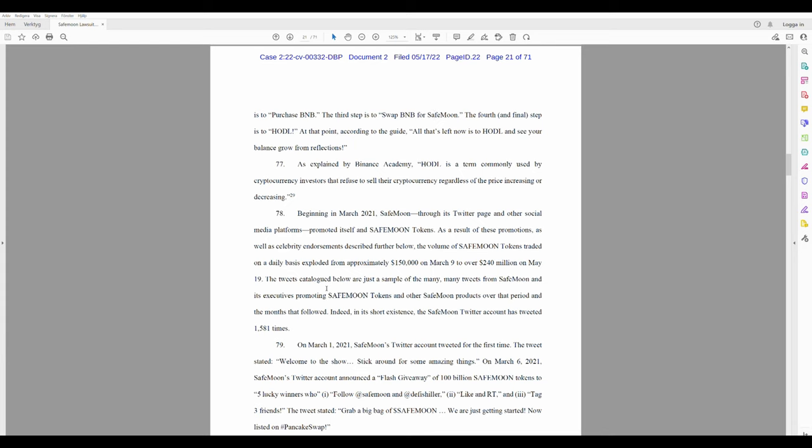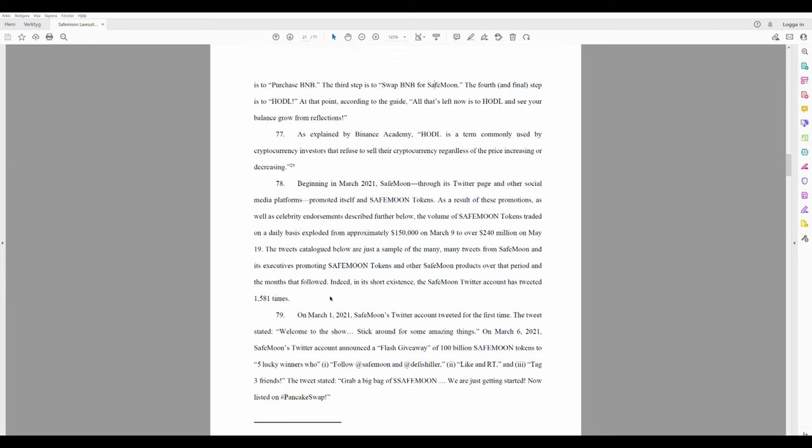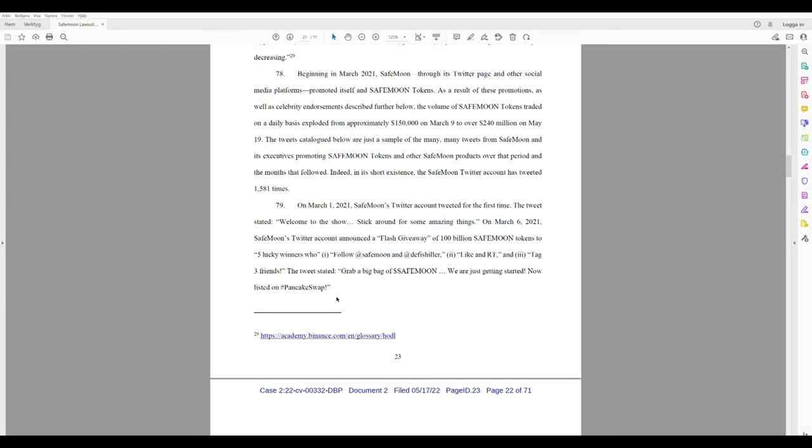The tweets cataloged below are just a sample of the many tweets from Safemoon and its executives promoting Safemoon tokens and other Safemoon products over that period and the month that followed. Indeed, in its short existence, the Safemoon Twitter account has tweeted 1,581 times. Wow, yeah, I think they have a bot. Or just paying someone to tweet.